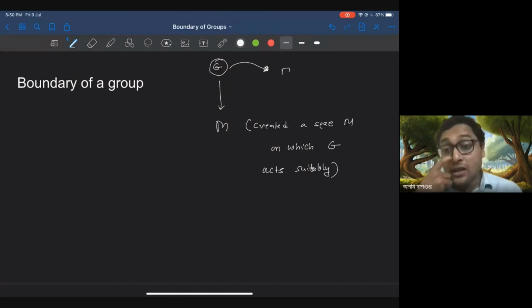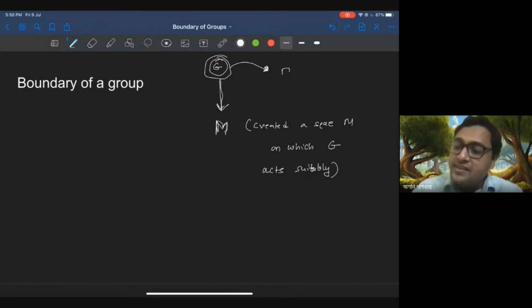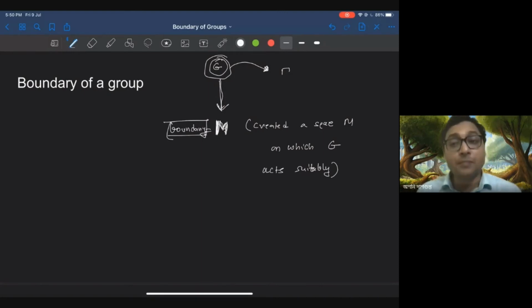Why did we do that? Well, we hoped to extract algebraic information about this group by the virtue of this action. Now, how did we create this space M? What was the method? It's very simple. We call this space M the boundary of the group. The space M as the boundary of the group.